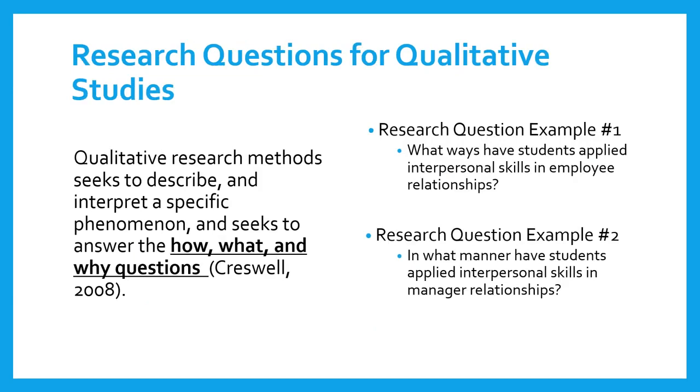The reason why researchers use the qualitative research method is because they want to explore, describe, and interpret a specific phenomenon and seek to answer the how, what, and why questions. The following are examples of qualitative research questions. I will let you read them to yourself.